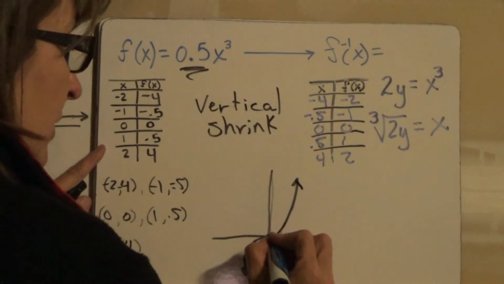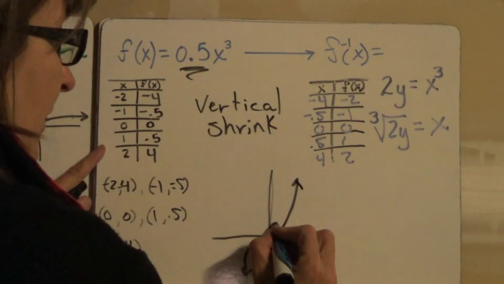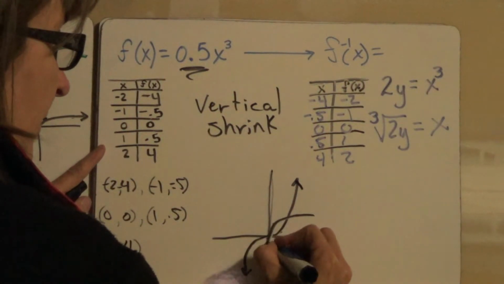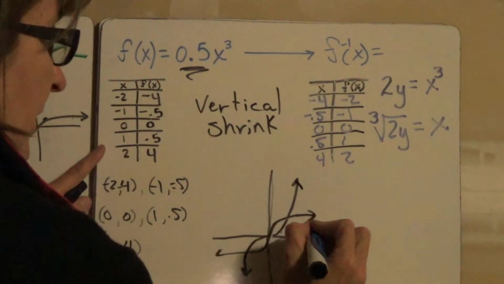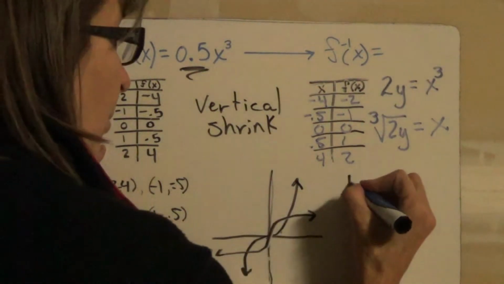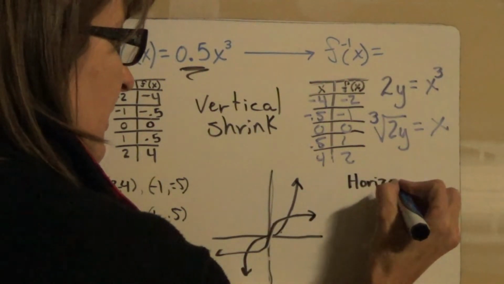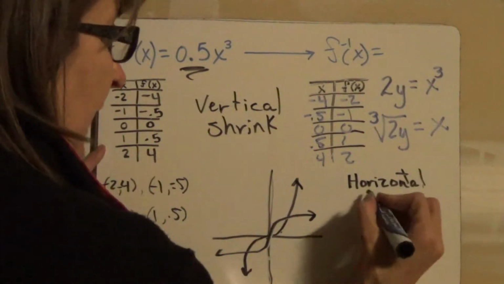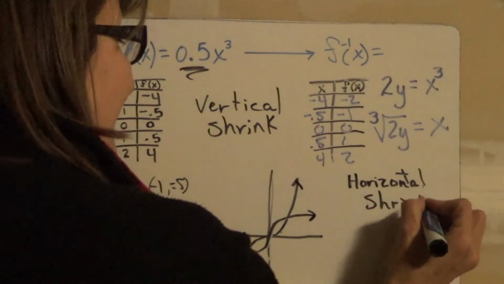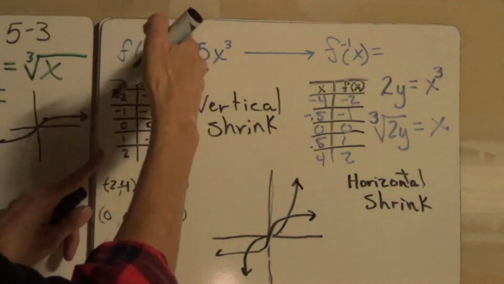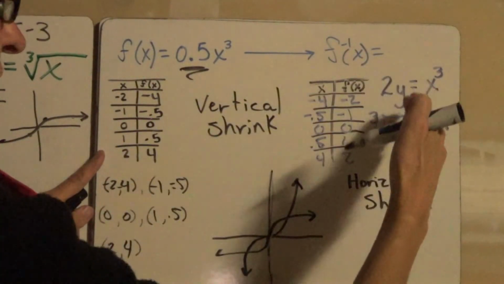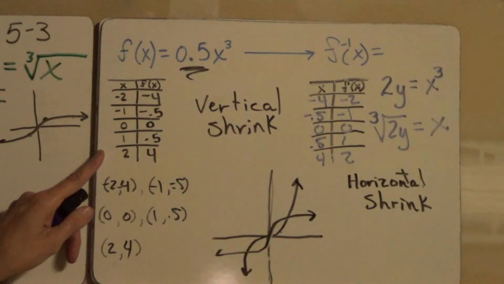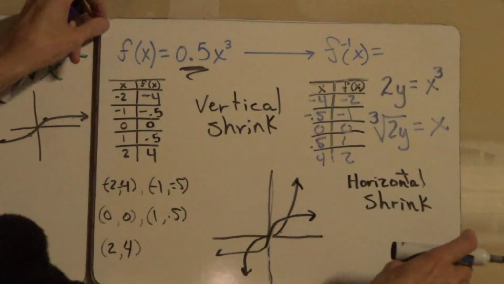When we do the inverse though, look what happens here. Now, that's become a horizontal shrink. Wow. Is that cool or what? So, vertical shrink when it's the fraction in front, but the inverse of that is a whole number in the front of this cube root, and that makes it horizontally shrink. Kind of cool, I hope you think. Okay?